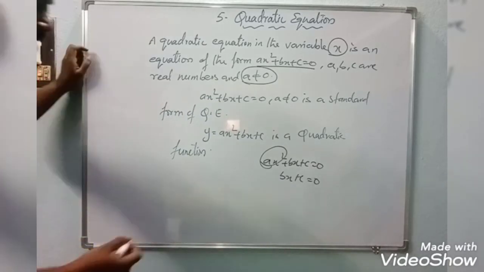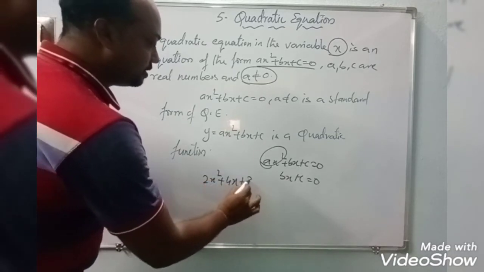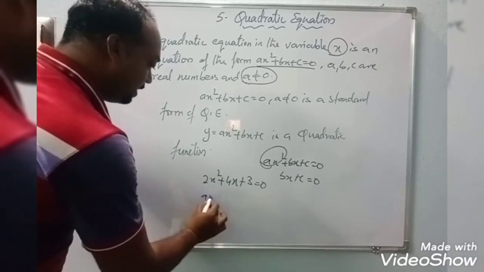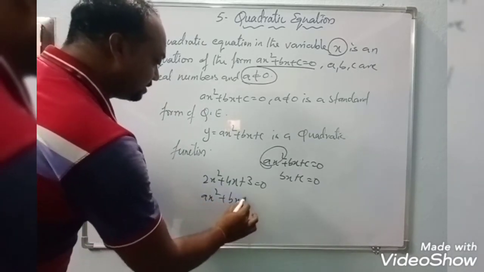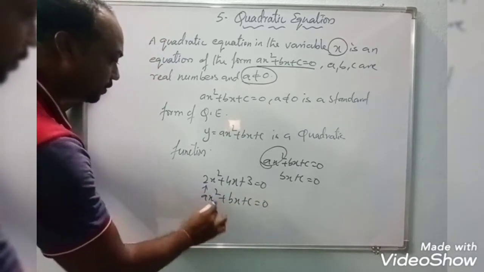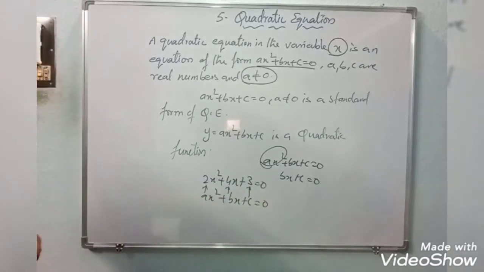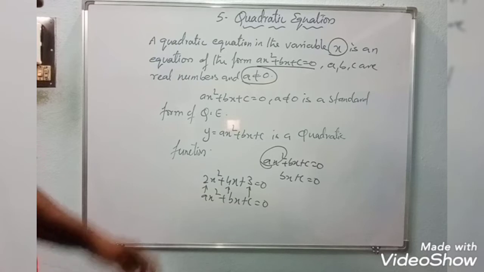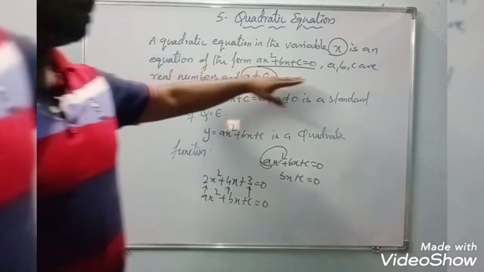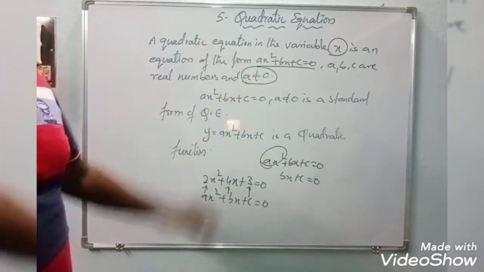Now if I take an example, 2x square plus 4x plus 3 is equal to 0. If I compare this with the equation ax square plus bx plus c is equal to 0, then my a value is 2, b value is 4, and c value is 3, where a, b, c are real numbers. That's why I have written here that a, b, c are real numbers where a is not equal to 0.